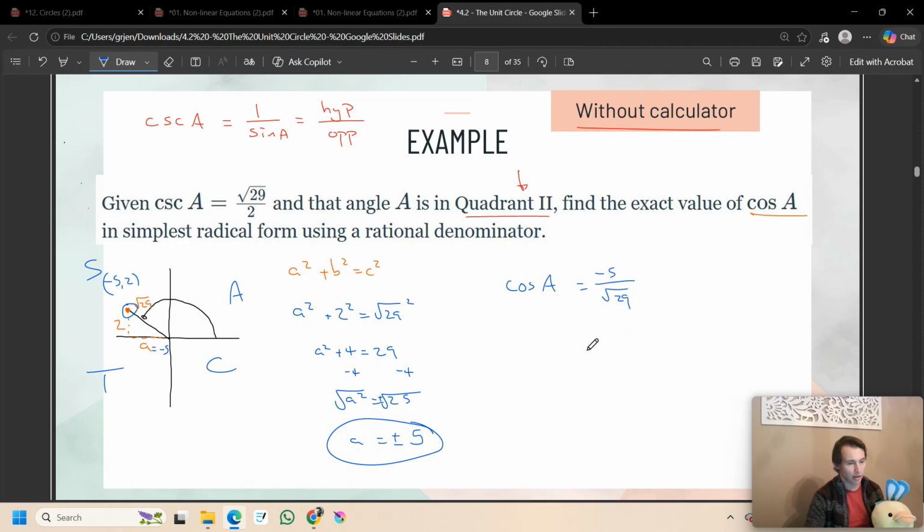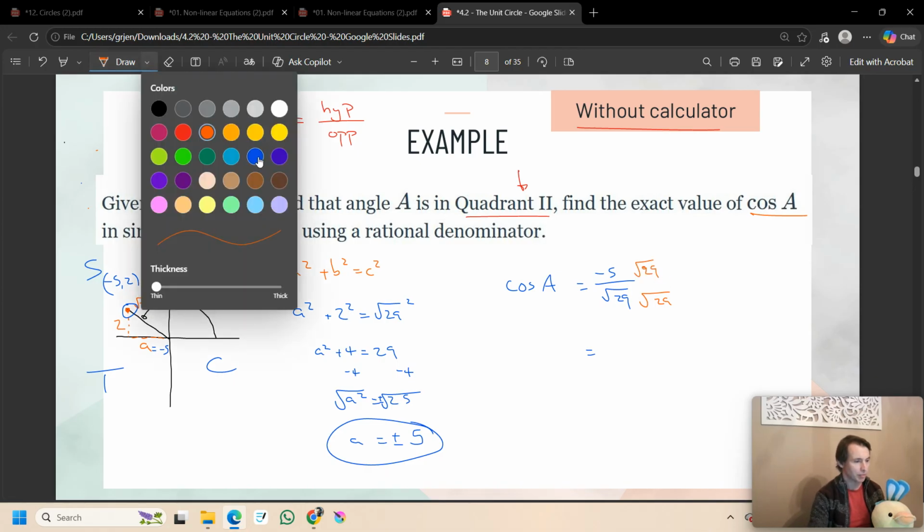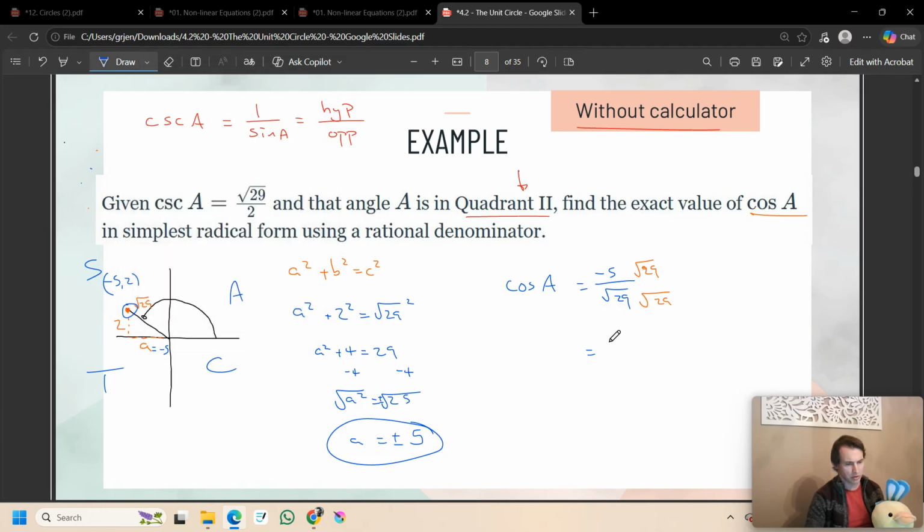And we certainly don't want to write it that way. So we are going to multiply top and bottom by the square root of 29. And then we wind up with such a handsome number, minus 5 root 29 over 29.